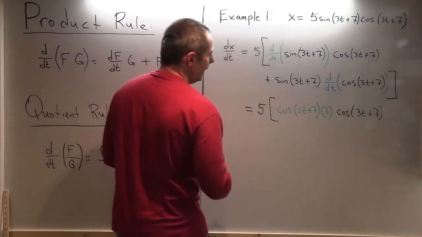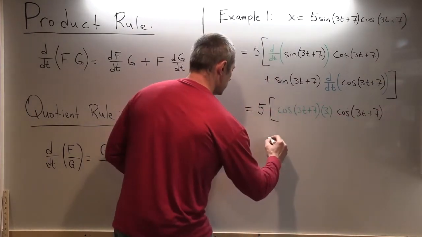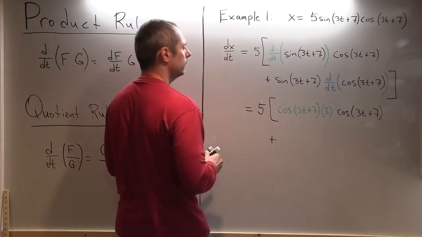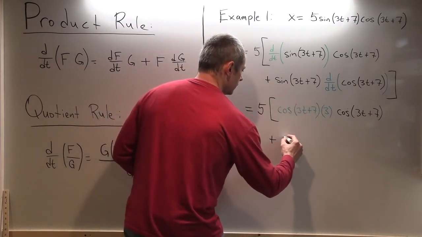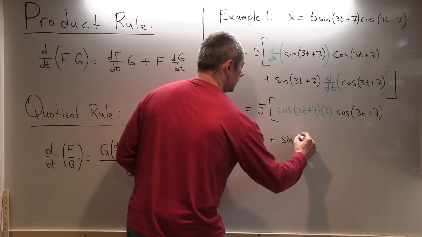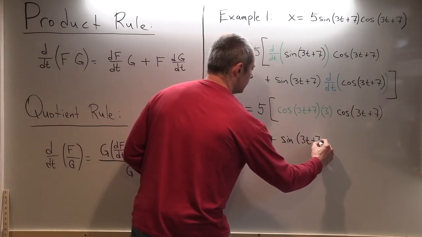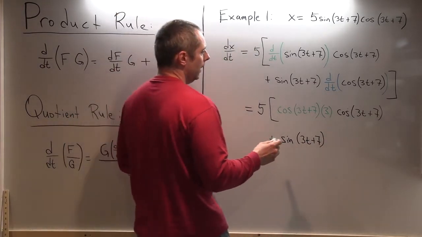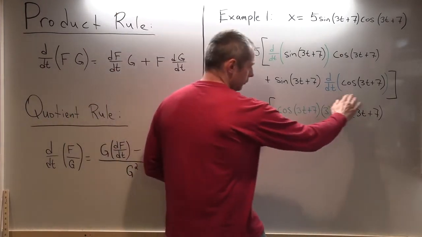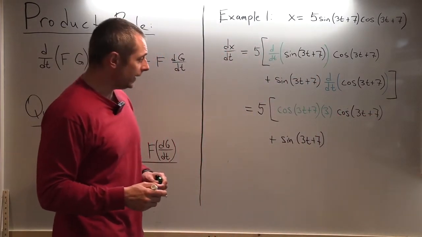Okay, and then now this set of terms here. So what I have is the sine, no derivative there, sine of 3t plus 7. And then the derivative of this cosine function, the derivative of the cosine function is negative sine.